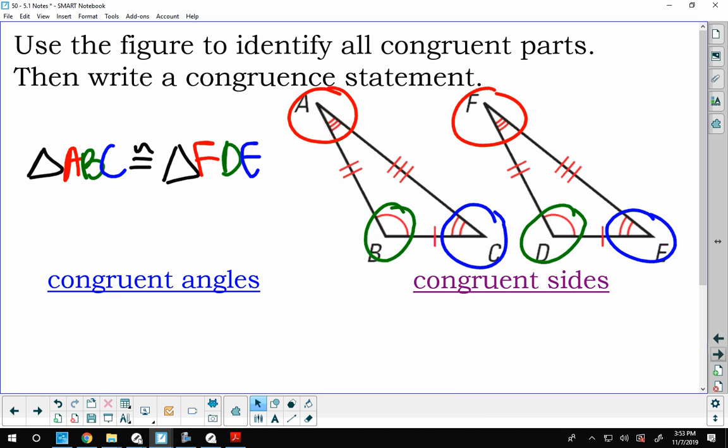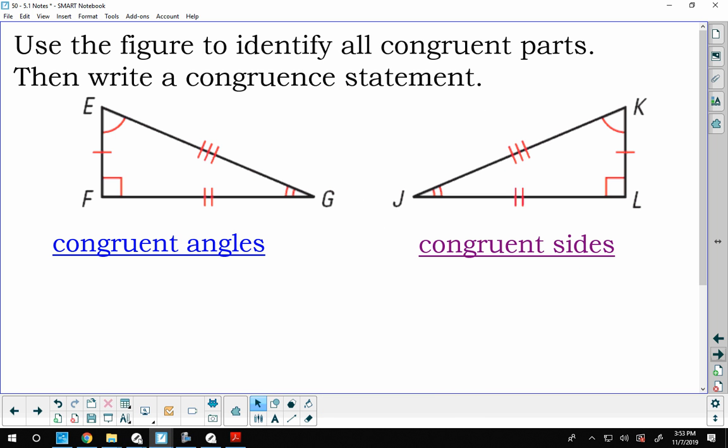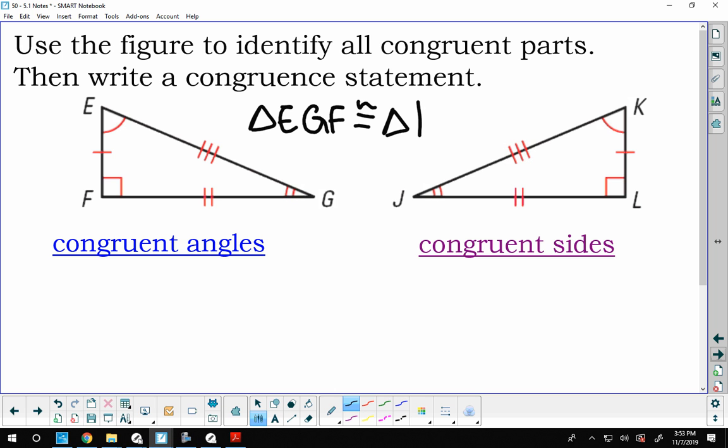So in this next example, if we write a congruence statement, right? Triangle EGF. So we did 1 angle mark, 2 angle marks, and then the 90 degree. So we have to do the same thing over here. 1 angle mark is K, 2 angle marks is J, and the 90 degree is L.